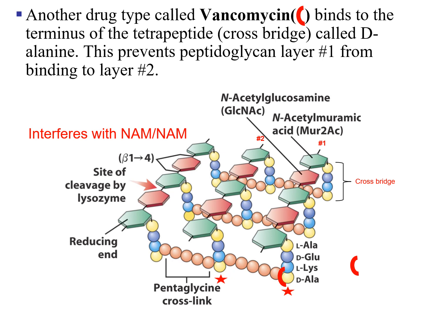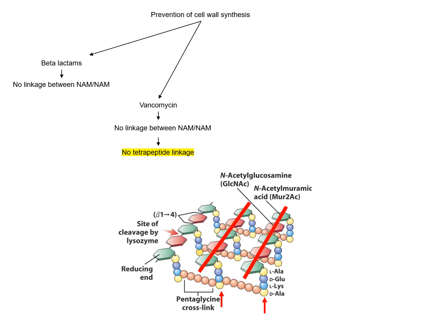Vancomycin is going to put a force field around D-alanine. If it can put a force field around D-alanine, then that amino acid cannot attach to the pentapeptide. If it can't attach to that pentapeptide, you cannot attach to layers. Layer 1 cannot attach to layer 2, and layer 2 cannot attach to layer 3. So this is how vancomycin works. So that was our second group. Our second group inhibits layer 1 from attaching to layer 2, but it affects the tetrapeptide.